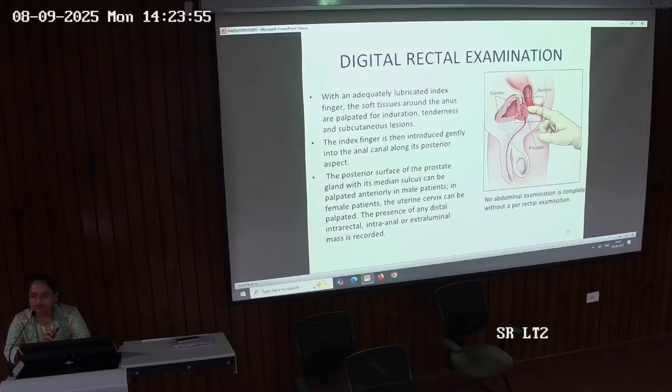For any examination, after positioning of patient, inspection should be done first. What should we look for in inspection? Anyone? Inspection में क्या क्या देखेंगे?